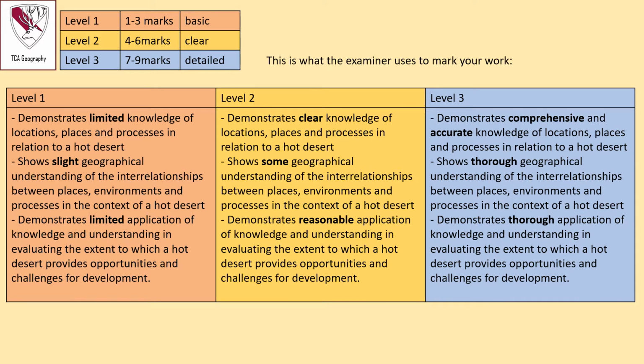So I've copied this exactly from the exam board's mark scheme. And you can see the difference between level 1, 2 and 3. For instance, level 1 demonstrates limited knowledge of locations, places and processes. Level 2 demonstrates clear knowledge, but level 3 demonstrates comprehensive and accurate knowledge. So what we're doing here is moving through to comprehensive, which means everything is included. And accurate means, of course, everything is correct.